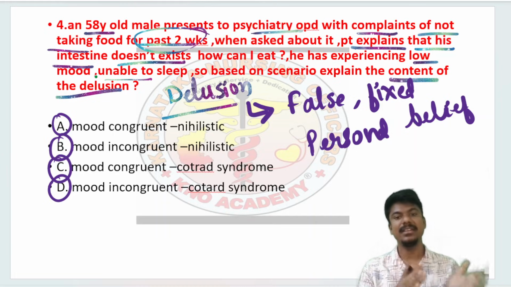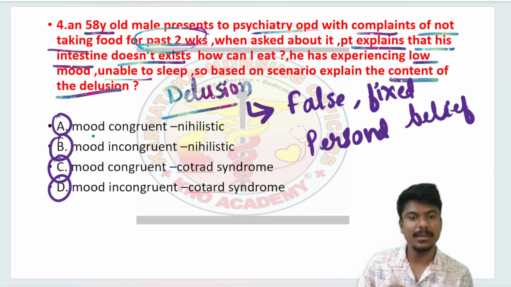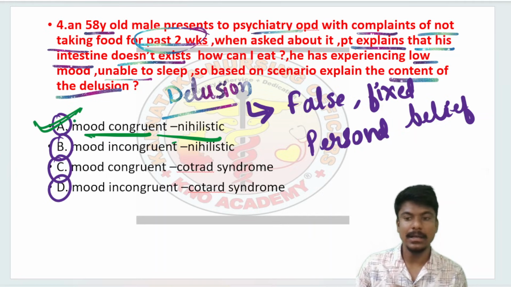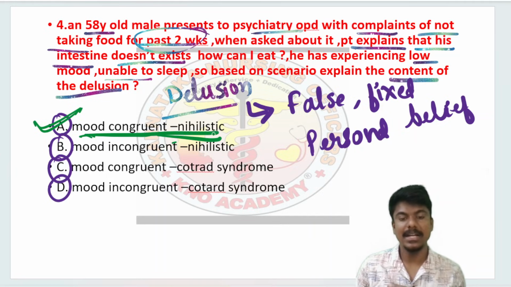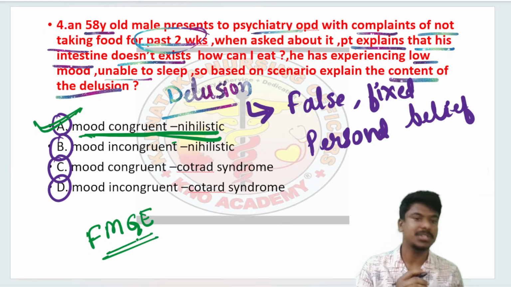Along with the delusion, he's having the same low mood, unable to sleep, depression is there, so he's having congruent mode. So option A, a mode congruent with the nihilistic delusion, is the right one. This was previously asked in your FMGE question.